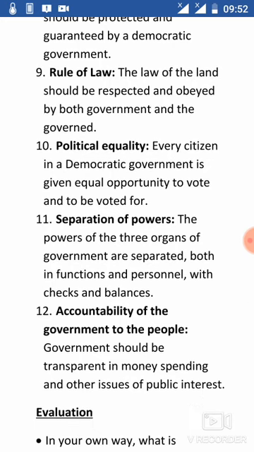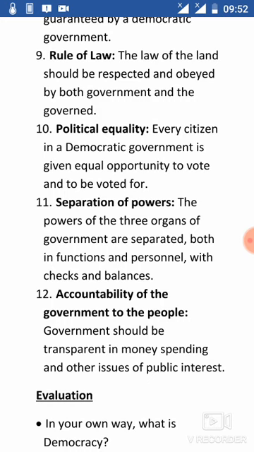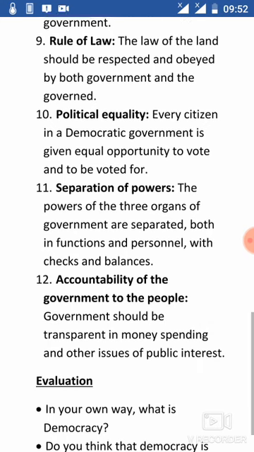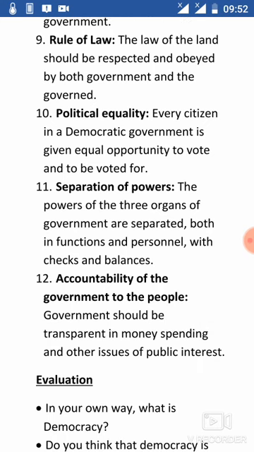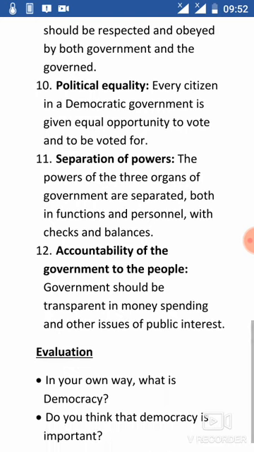Number 11, separation of powers. Of course, we did separation of powers in second term or first term. Now here, the powers of the 3 organs of government are separated. Of course, you still remember your 3 organs of government. Remember, do not mistake your organs of government for tiers of government. The organs of government here are the legislature, executive, and the judiciary, and they are separated, both in functions and in personnel, and with checks and balances. Still remember your checks and balances? They must check each other in order to avoid excessive use of power.